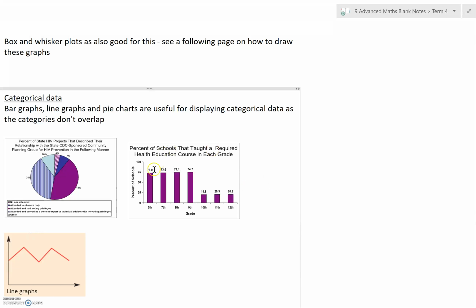Bar graphs are like histograms, but there's a gap between each one, and they can be drawn horizontally or vertically, as it is in this case. Line graphs, which is the one down the bottom, is just a line joining up all the data, so you plot dot points and then join them up with lines. Or a pie chart, which is what it sounds like. It's a circle split up into different sections, and each section's size depends on how big the values are for that category. These are always great ways to display categorical data. Categories don't overlap usually, so that's why they work for this.